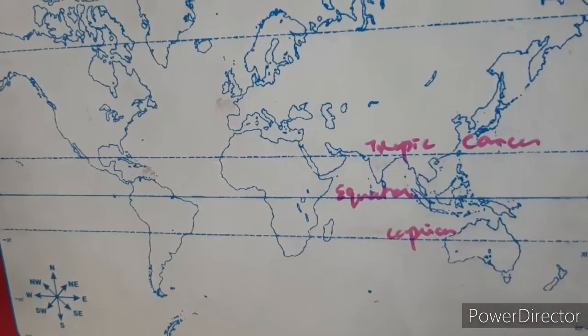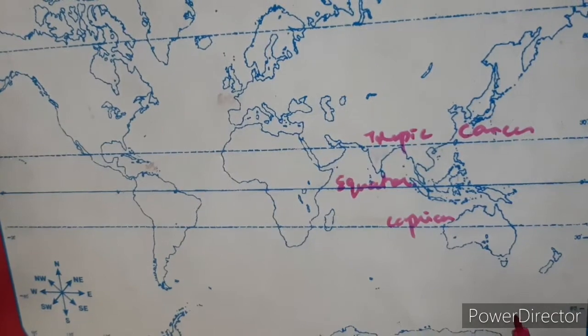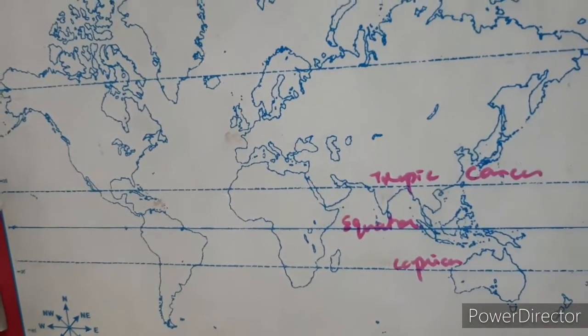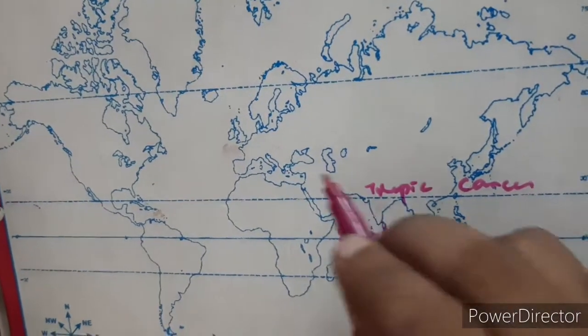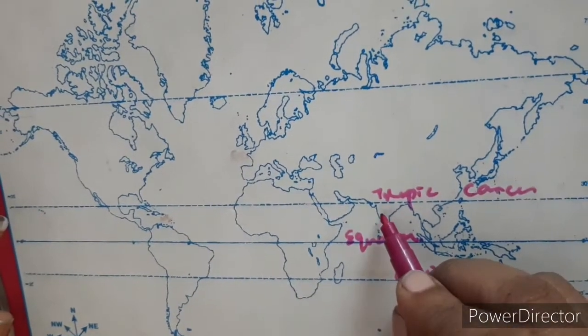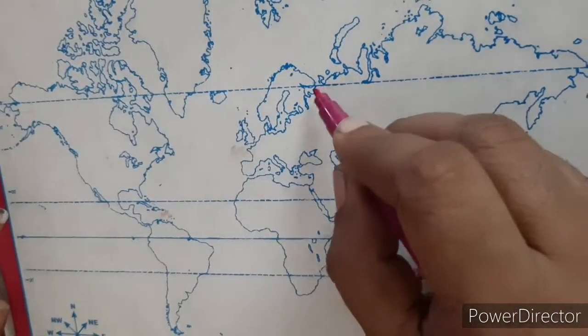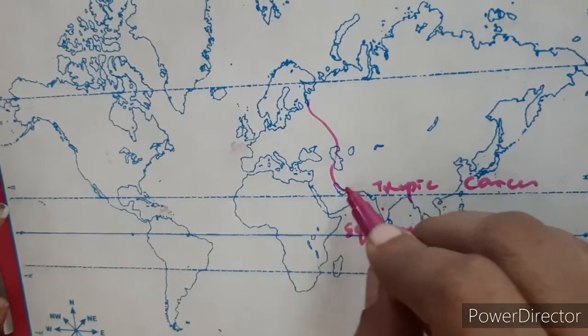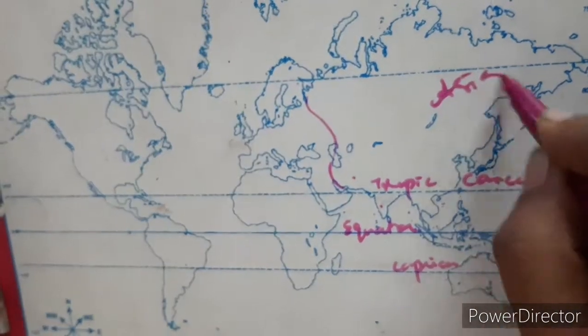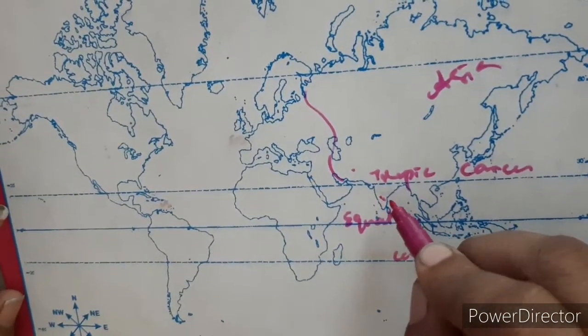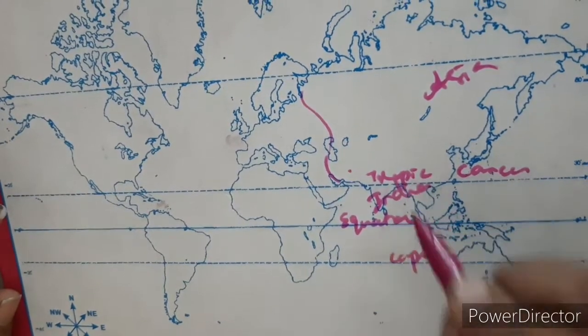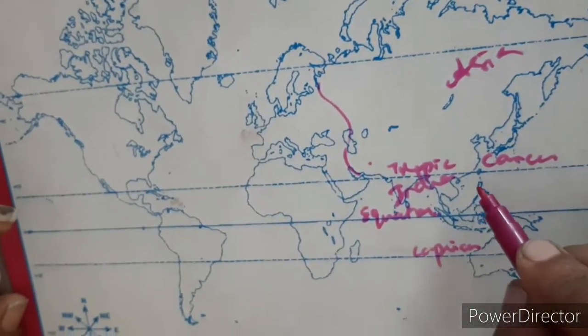Continent wise, India is in the Asian continent. This one is the Asian continent, and in the Asian continent it lies on the southern side. This one is India. Okay, it lies on the southern side.